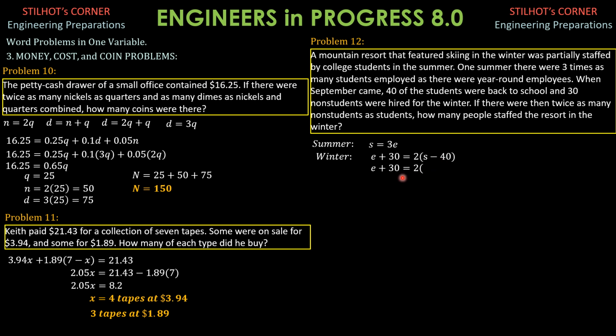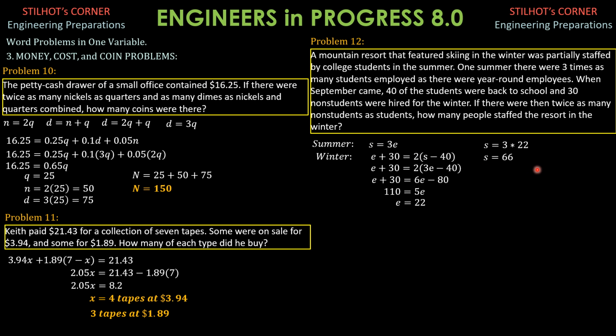Simplifying, E plus 30 equals 2 times 3E minus 40 because S is 3E. E plus 30 equals 6E minus 80. 30 plus 80 is 110. Then 6E minus E is 5E. 110 equals 5E, so E equals 22. Then S is 3 times 22.